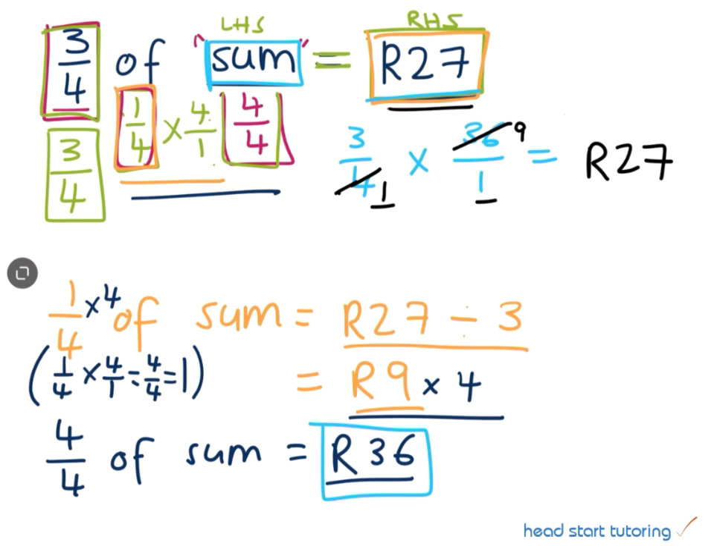So we know that our 36 is correct, because when we plugged our 36 into our sum, we ended up with the same answer as we had in the beginning.